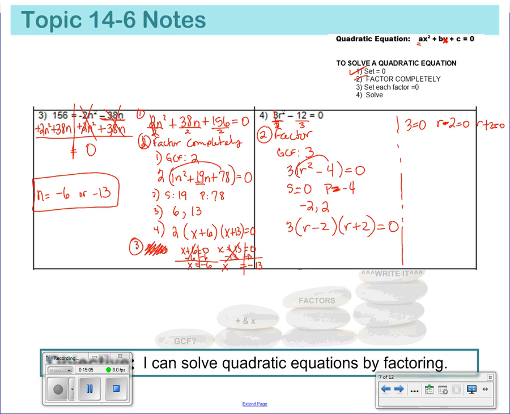Well, 3 equal to 0, there's no r's there, there's nothing to solve, and 3 is not equal to 0, so we'll cross that out. Solving for r, we do the opposite of minus 2, so it's plus 2. That'll give us r equals 2. And then our other factor, we have r plus 2, so we do the opposite, subtract 2 from both sides. That gives us r equals negative 2. So to make number 4 a true statement, r is either 2 or it's negative 2.